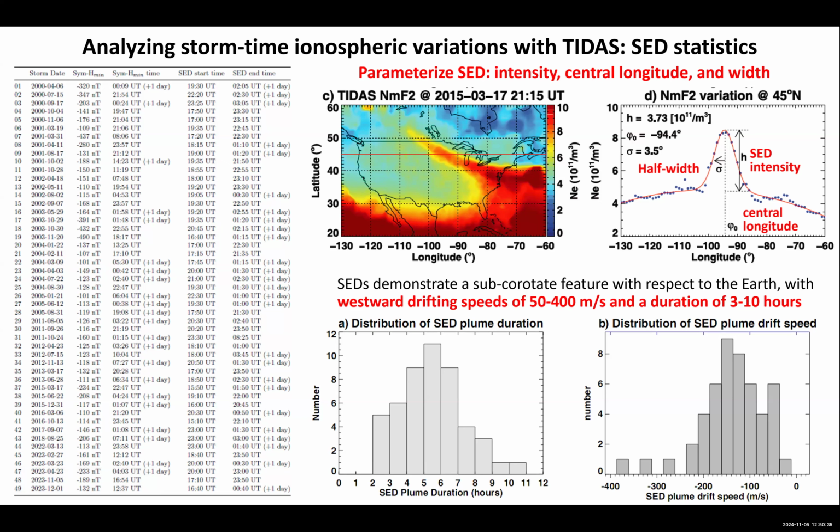So there's a question in the chat by Anastasia from UCL. She said, impressive talk. Thank you. How long does the model take to run? Is it likely to become operational for space weather prediction, or is it for research only?